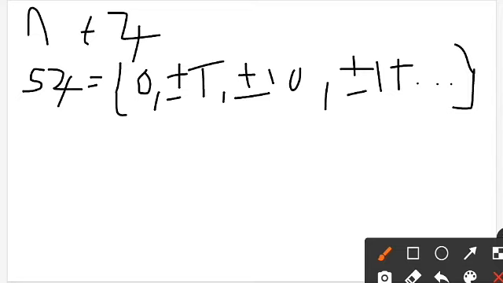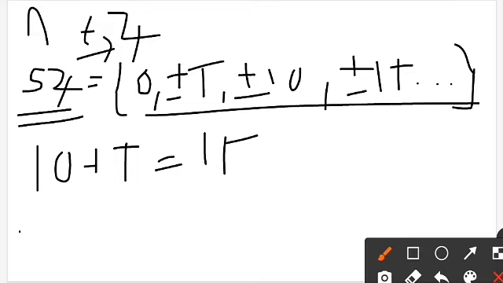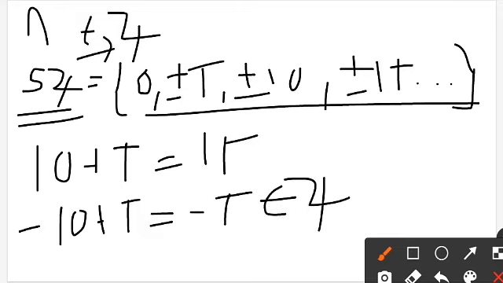Then we are saying that this is a subgroup of Z. So is this closed? Obviously it is closed, because if we take any two elements, it will give us an element of 5Z. Let's take 10 and 5, it will give us 15, which is an element of 5Z. Let's take minus 10 plus 5, it will give us minus 5, which is again an element of 5Z. Therefore it is closed, right?